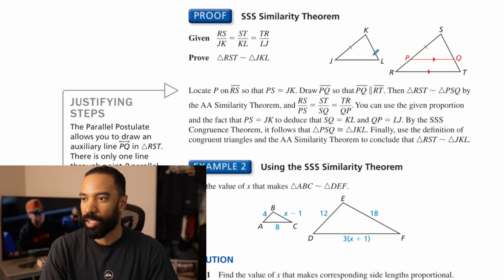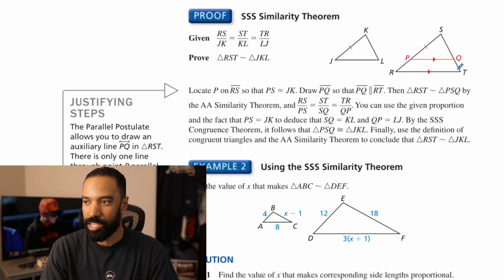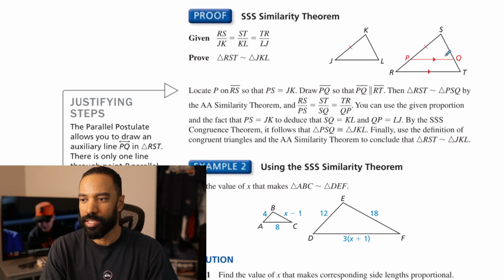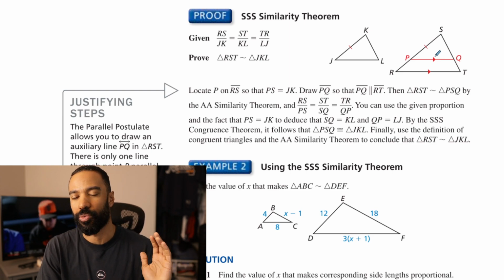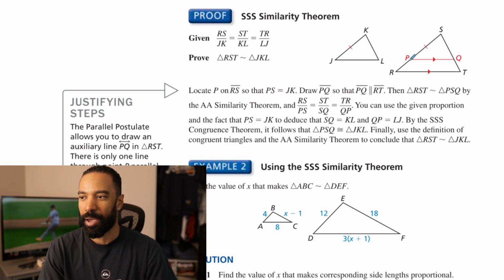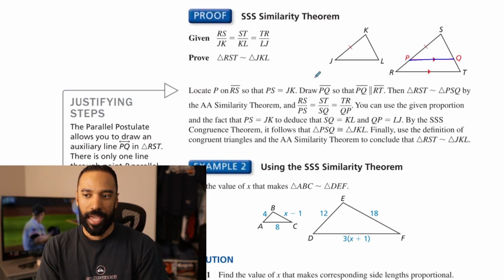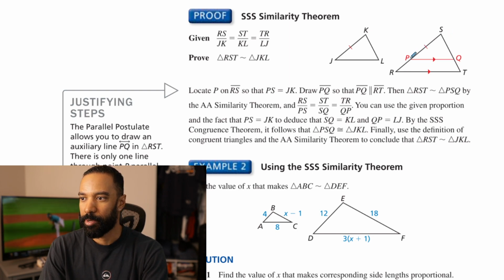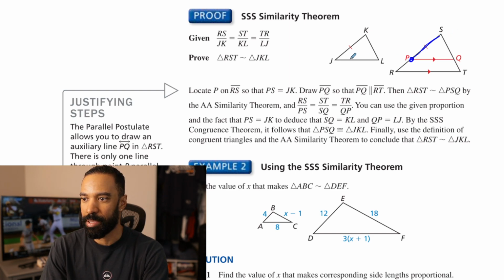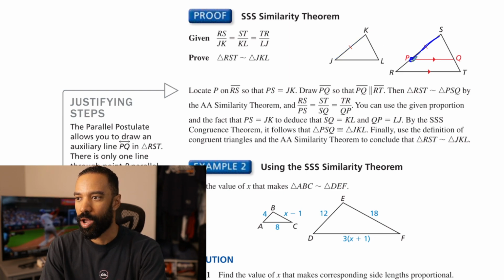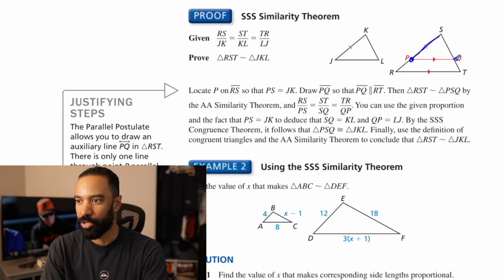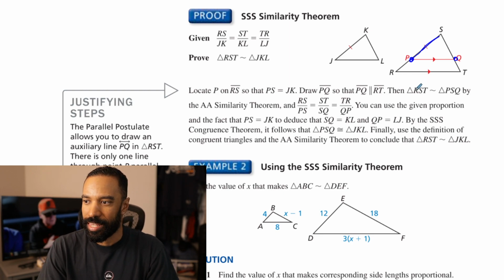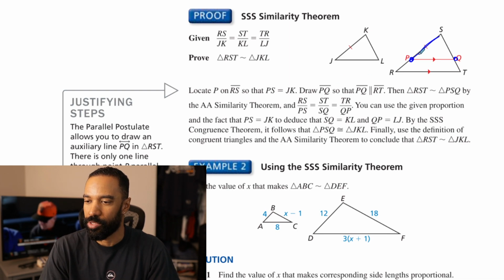We're going to prove that triangle JKL is similar to triangle RST using side. In order for them to do this, it looks like they're going to prove two triangles are congruent first, like by redrawing a new triangle here. They are locating point P on segment RS so that this is the same length as this. And then they're drawing a parallel line PQ right here so they can then show triangle RST is similar to triangle PSQ by angle.